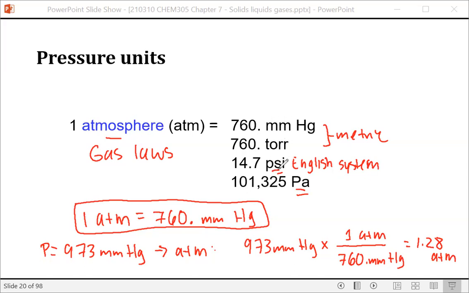So each of these up here is a conversion factor to go from any of these units, millimeters of mercury, torr, psi, or pascals, to atmospheres. Because when we start using the gas laws, we're going to want our pressures to be in atmospheres.